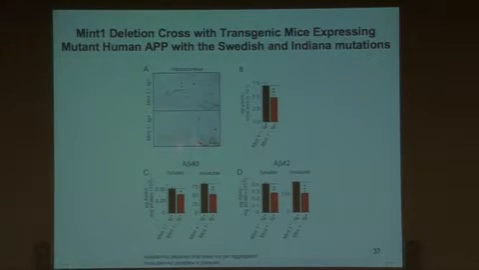We also looked at A-beta 40 and 42 peptides by ELISA, and we see that in the soluble as well as the insoluble, the MINT1 knockout can decrease A-beta 40 and 42 production as well.